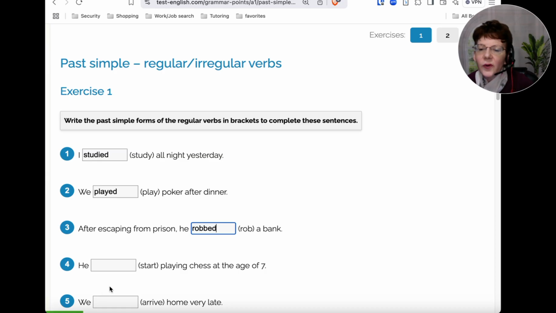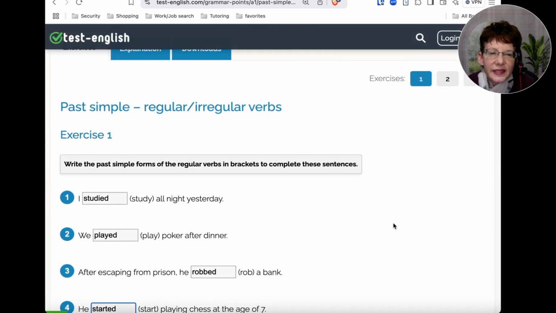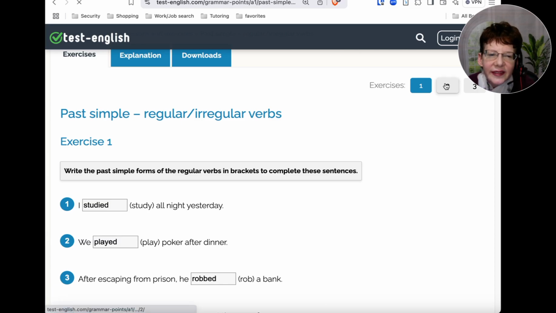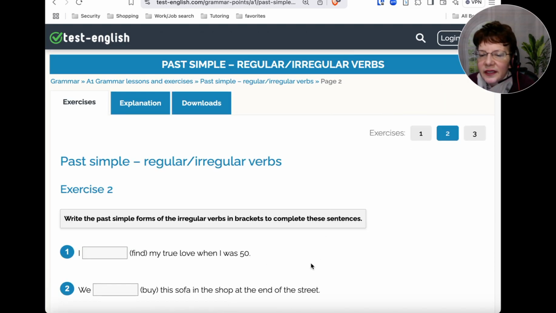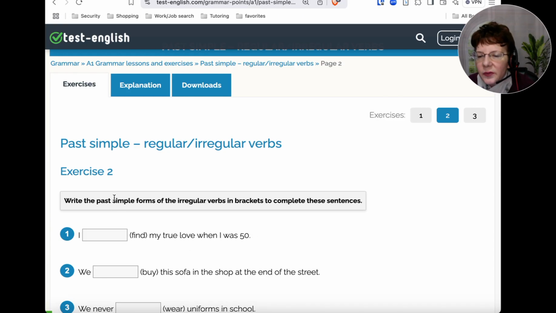Okay, number 4. He start playing chess at the age of 7. So it is a regular one. So what do we add? We just add ed. That's good. All right. Okay, let's look at the second exercise here. Okay, so we're going to write the past simple forms, and these are for irregular verbs this time.